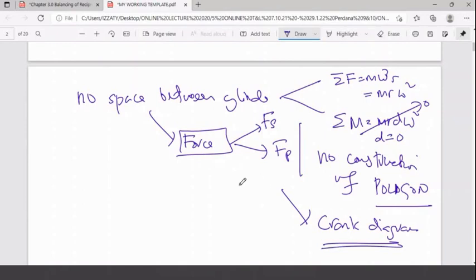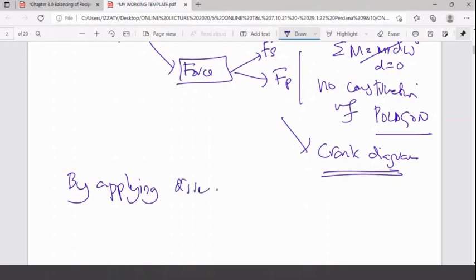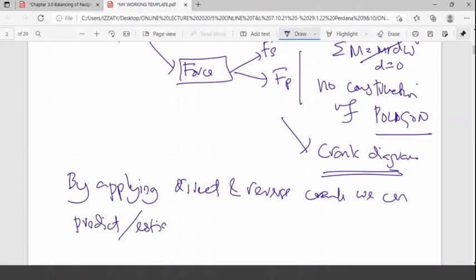Okay, so now we start. By applying direct and reverse Krang, we can predict or estimate the balancing.